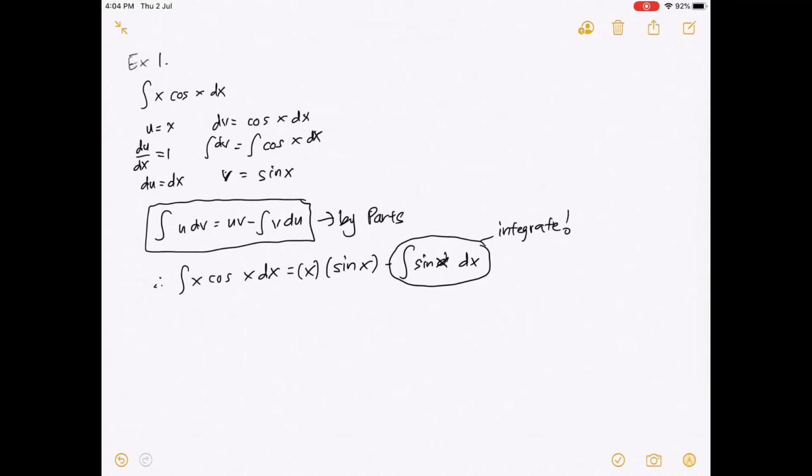So this is not the final answer yet. The final answer is x sine x minus, and we integrate sine x to get negative cos x, and then we plus c here, because this is an indefinite integral, so we have to add the constant c. Negative negative will be positive. So this is our final answer.